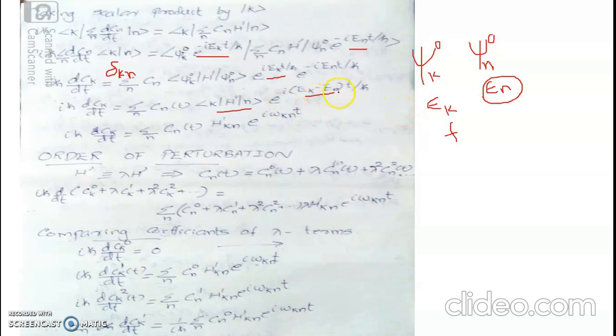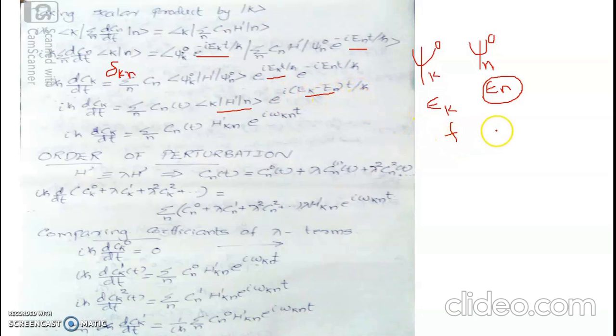So Ek minus En is the energy difference that occurs as a consequence of this interaction, or that happens as a consequence of this transition. Ek minus En can be positive or negative, provided Ek exceeds En or Ek is less than En, corresponding to whether the transition is an excitation transition or a de-excitation transition respectively. So Ek minus En is the energy difference of the final and initial quantum states of the system.